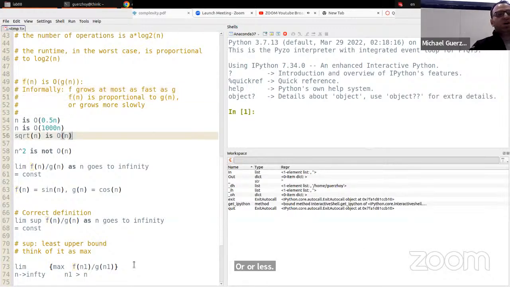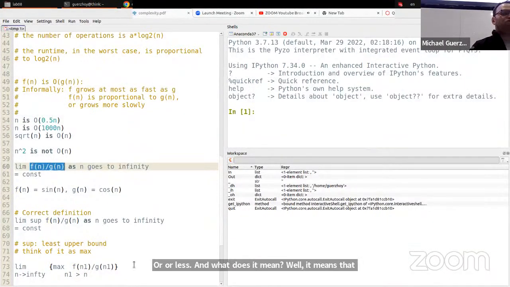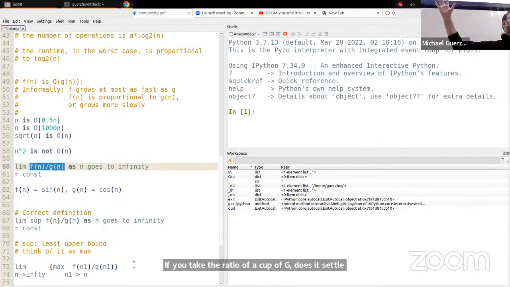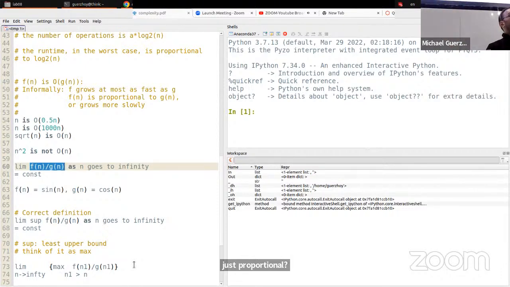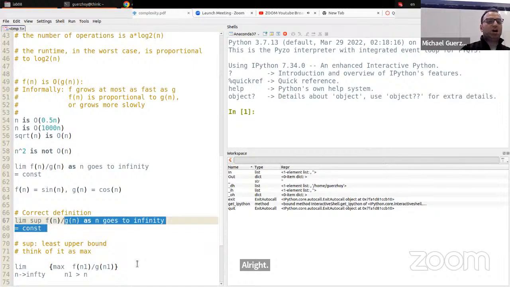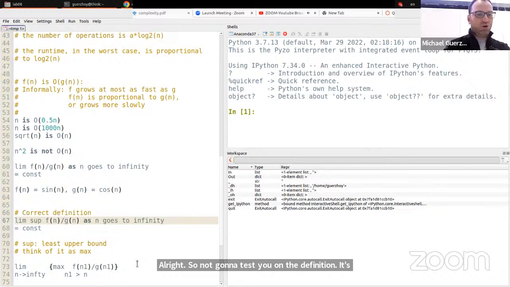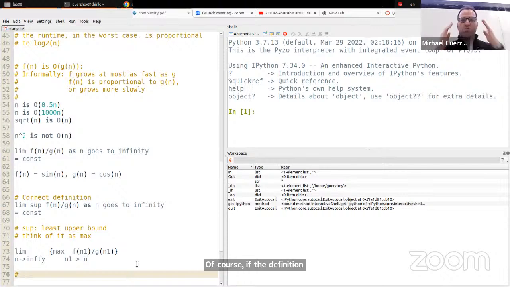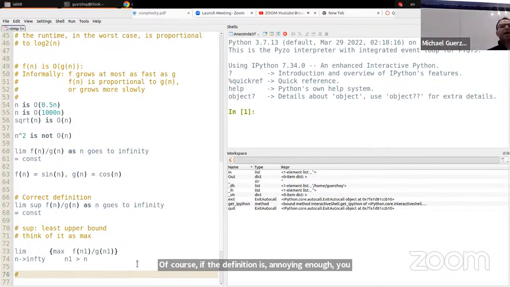And what does it mean? Well, it means that if you take the ratio of f over g, does it settle into something constant, in which case f and g are just proportional? Or does it go to 0, in which case f doesn't grow as fast as g? All right. So not going to test you on the definition. It's just that, well, if you don't define it, then you don't know what you're talking about. Of course, if the definition is annoying enough, you also don't know what you're talking about. Okay.